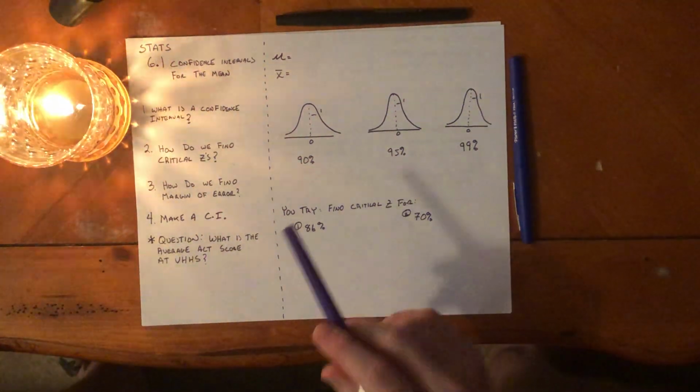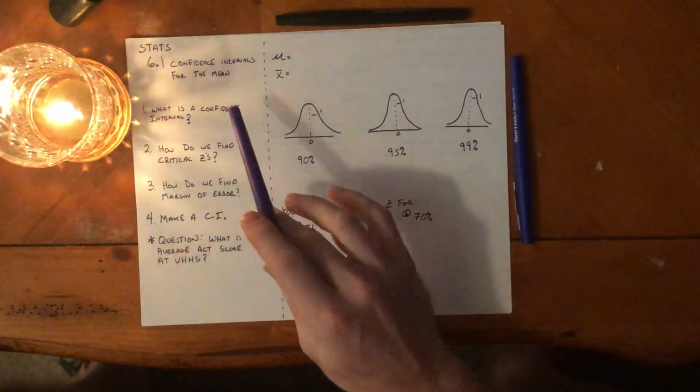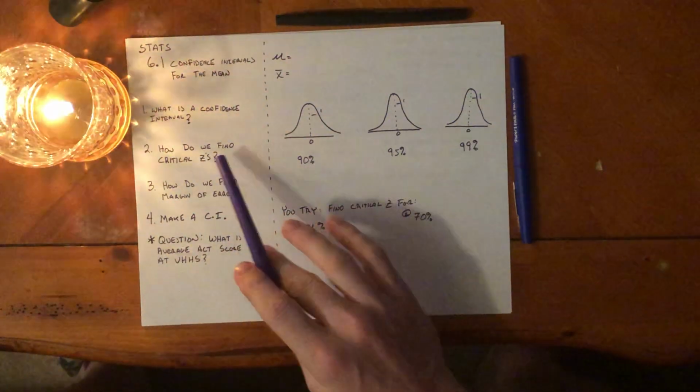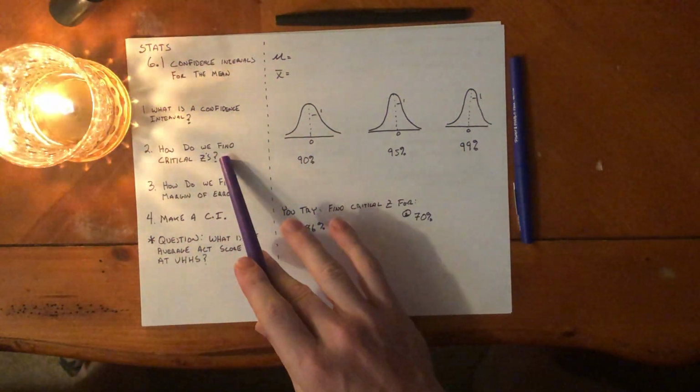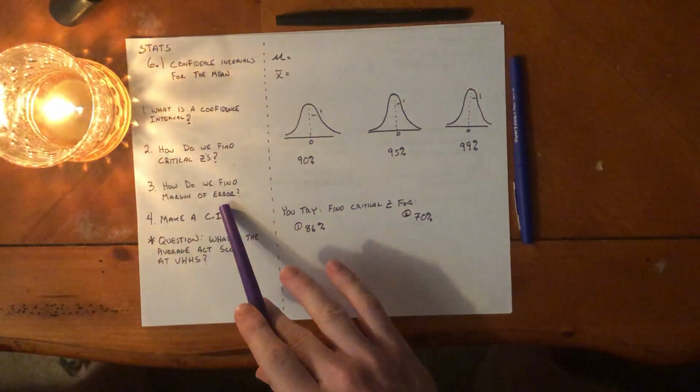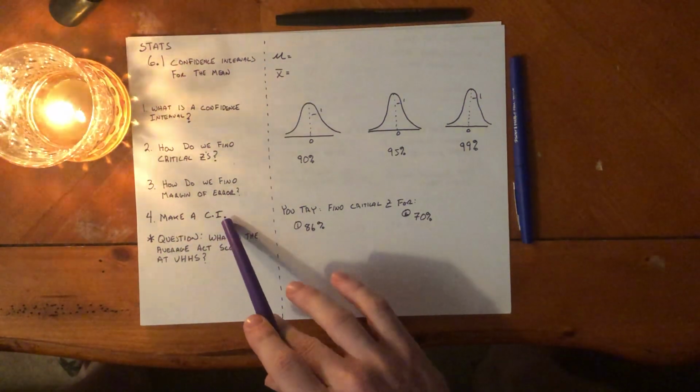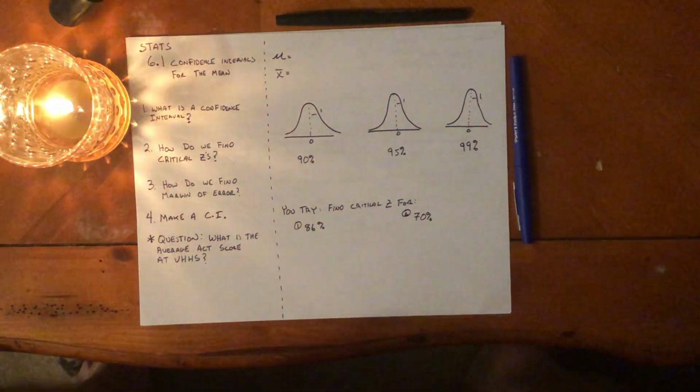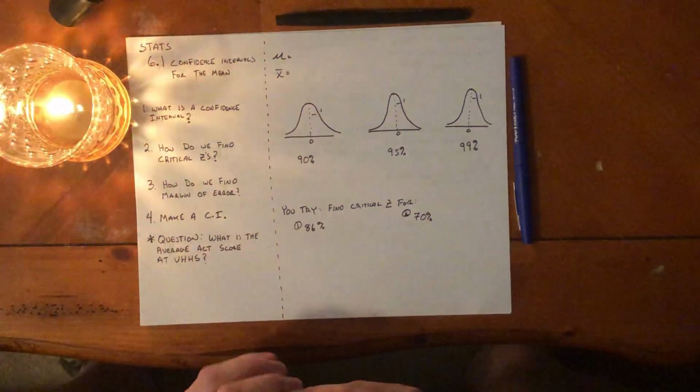All right, 6.1, confidence intervals. So we're going to talk about what a confidence interval is. I'm going to teach you how to find some critical z-scores, and then we're going to find margin of error. We'll save this for tomorrow, how to make a confidence interval. It's pretty good stuff here.